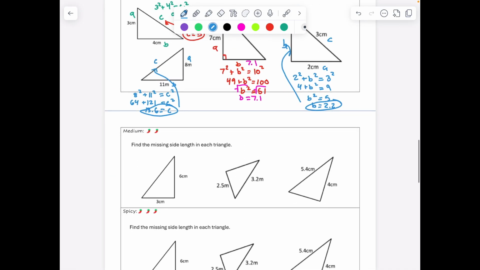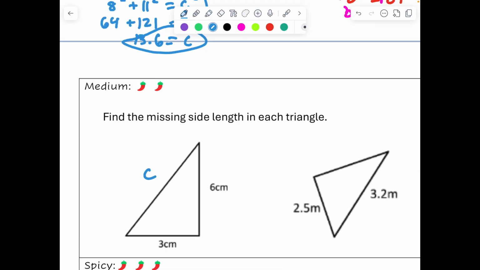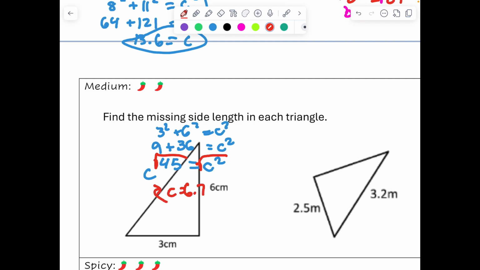Moving on to the medium where we have 6 and 3, we're missing our C. So 3 squared plus 6 squared equals C squared. 9 plus 36 equals C squared. This is going to be 45 is C squared. And we can take the square root of 45 to get that C equals 6.7.